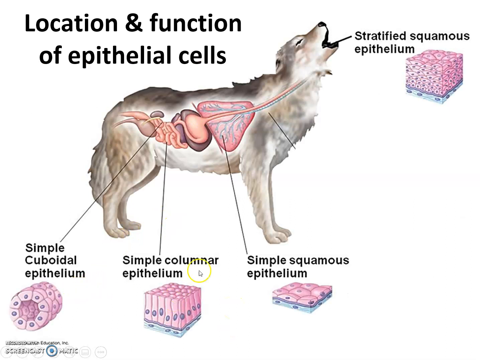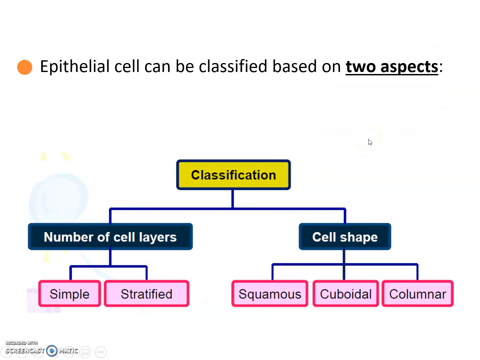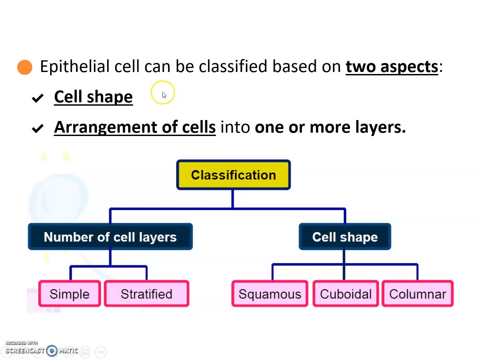We have four different kinds of epithelial tissue. We can classify epithelial tissue based on two aspects. First is based on the cell shape. We have three different shapes of epithelial tissue: squamous shape, cuboidal shape, and columnar shape. The second aspect is the arrangement of cells into one or more layers. If they only have one layer on top of the basement membrane, you call it simple epithelium. If they have many layers, you call it stratified epithelium.